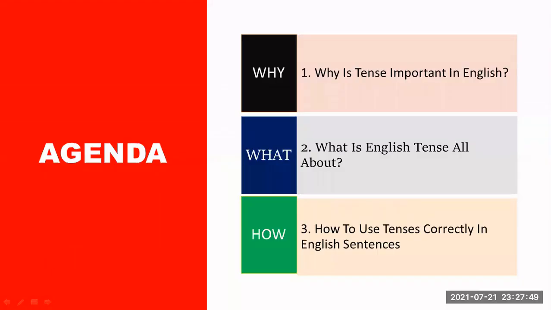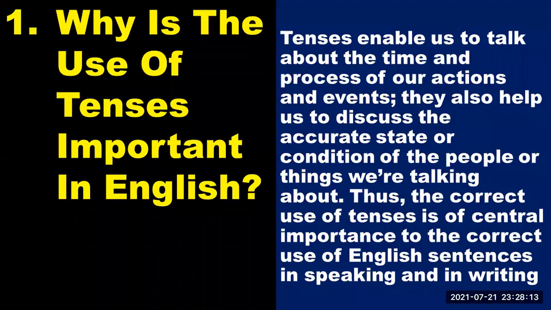Now, first, a quick look at the brief agenda: why, what, and how. Number one, why is tense important in English? Two, what is English tense all about? And three, how to use tenses correctly in English sentences.